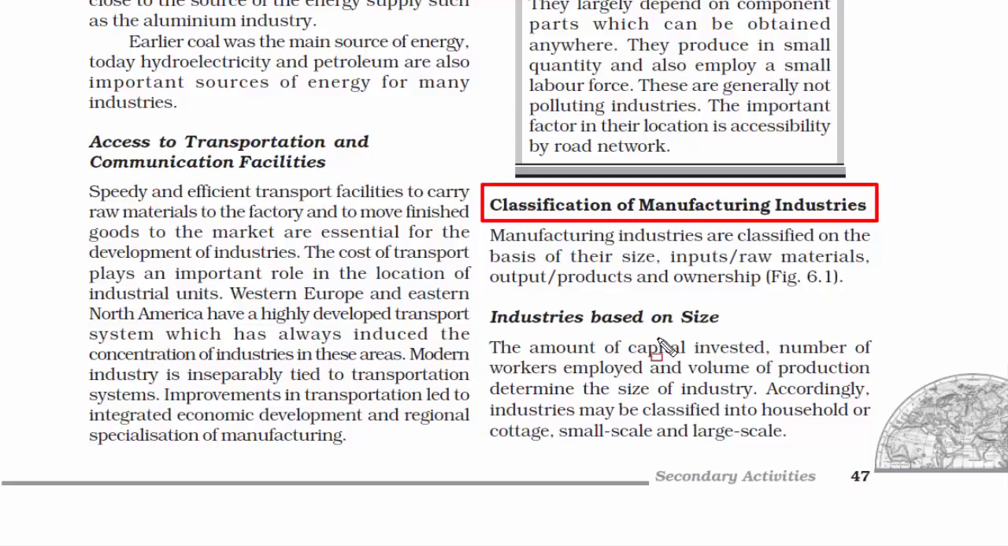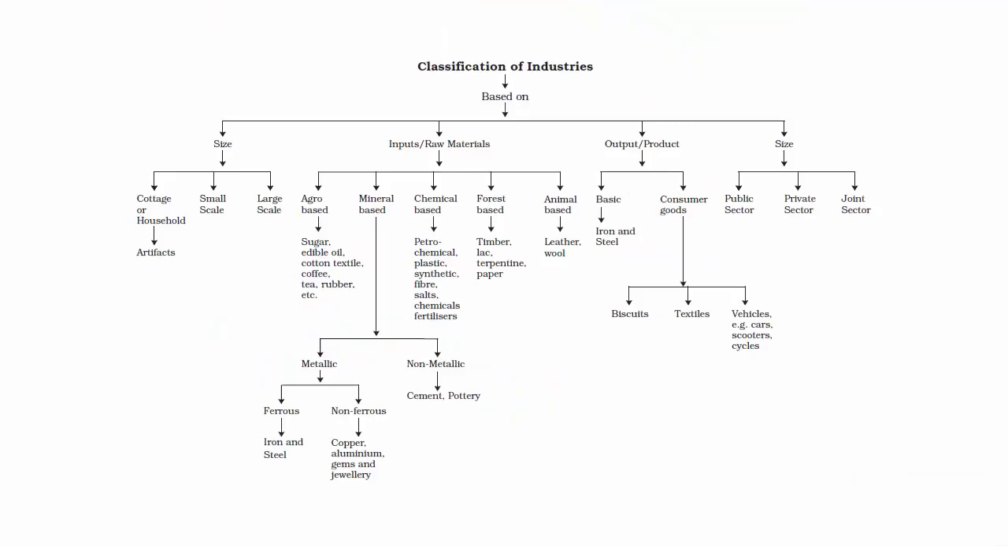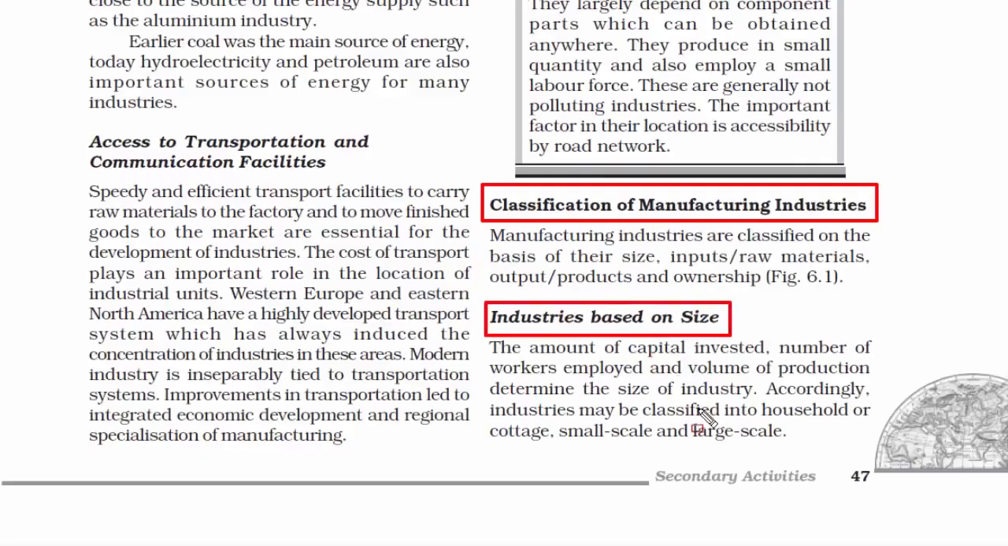It's purely to understand the secondary activity in much more depth. So here's a picture that shows the overall classification. We're going to first understand the classification of industries based on size. It is easy to understand that if an industry is big and massive, there's a lot of investment that goes into it. Then the amount of workers working there would be large. So classification based on size is something we understand.